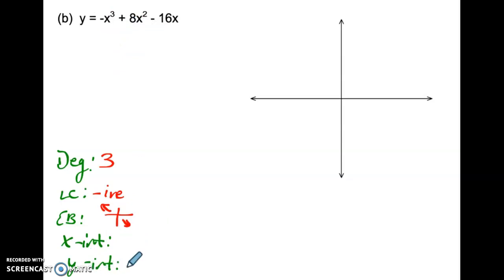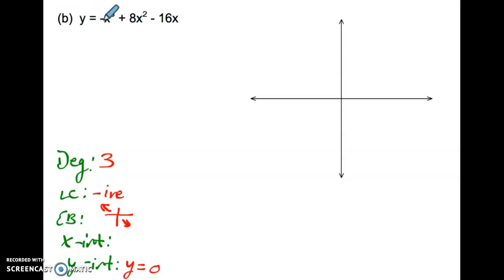But we could figure out our y-intercept by plugging in 0 here. Okay, and in fact, if we plug 0 in, we would get a y-intercept of 0. But we still do need to factor it because we need to figure out our x-intercepts. So let's begin by factoring this.